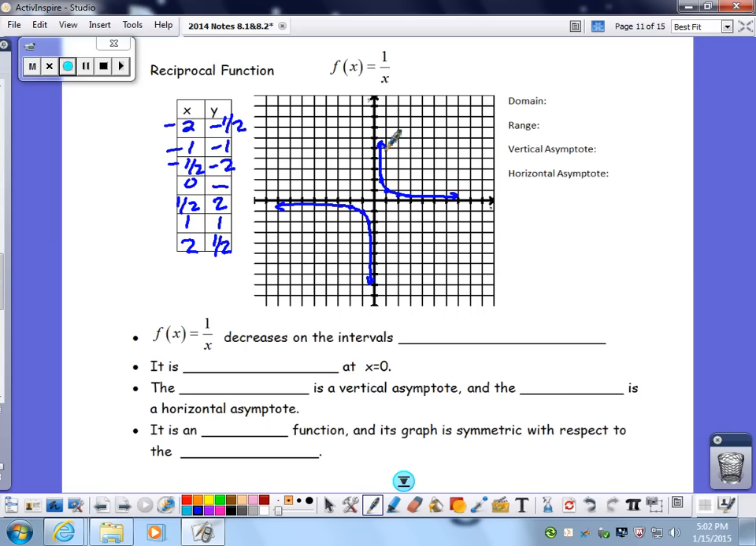All right, so let's look at the bullets at the bottom. F of x equals 1 over x decreases on the intervals. Notice that both pieces of this are decreasing. We always answer in terms of the x's. So -infinity to 0, 0 to infinity, because they're both decreasing. This is a roller coaster. We're going downhill on both of our pieces. Because there's a break in our graph, we're said to be discontinuous at x equals 0. The y-axis is a vertical asymptote, and the x-axis is a horizontal asymptote.